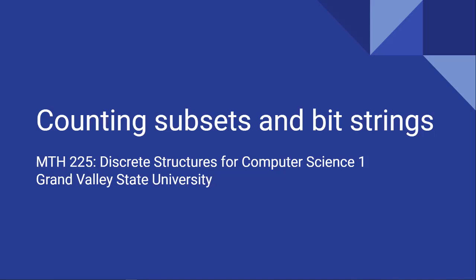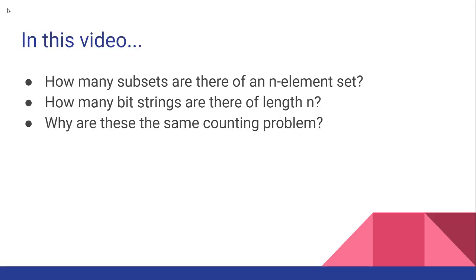Hello there. This is the first of a short sequence of videos that will introduce some very important and fundamental ideas about counting complex arrangements. In this video, we're going to give an argument for how to count two different collections of objects. First, we're going to count the number of subsets that a finite set with n elements has. And second, we'll count the number of ways to form a string of bits of length n.